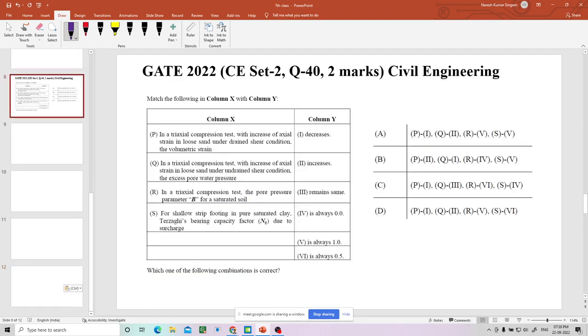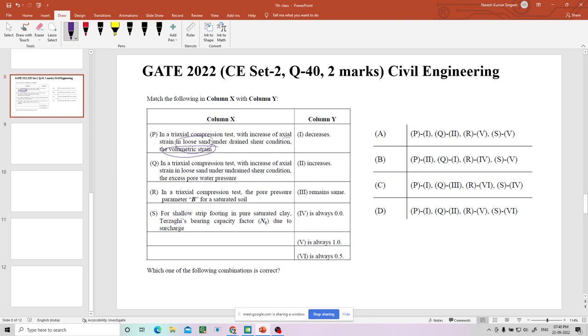This is question number 40 from set 2. Match the following in column X and column Y. Let's read all the column X first. In a triaxial compression test with increase of axial strain in loose sand under drained shear condition, the volumetric strain, how does this volumetric strain change when axial strain increases, when the loose sand is tested in the triaxial compression test apparatus.